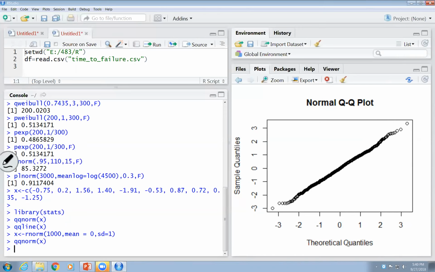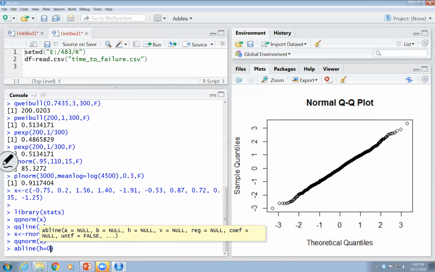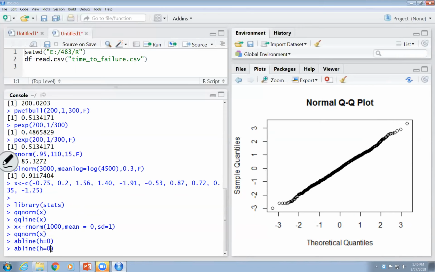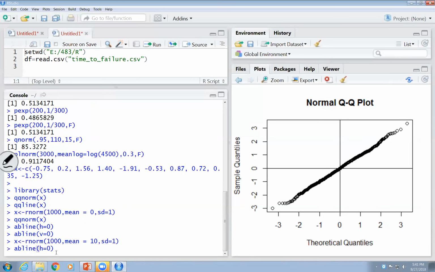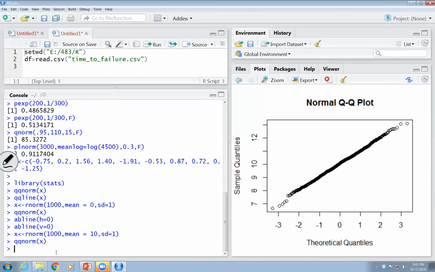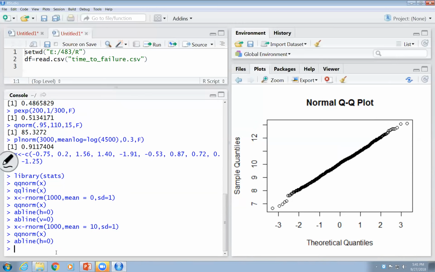Let's check the intercept here. What is the intercept? Let's add a line: abline with h equal to 0, and v equal to 0. You see that at 0, it's 0, so it's the same as this mean. Let's check if that's actually true. Let's change the mean to 10 and plot everything again. So I'm going to call qqnorm again, and then draw my lines again.